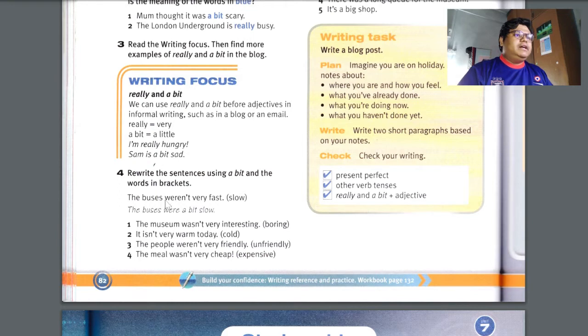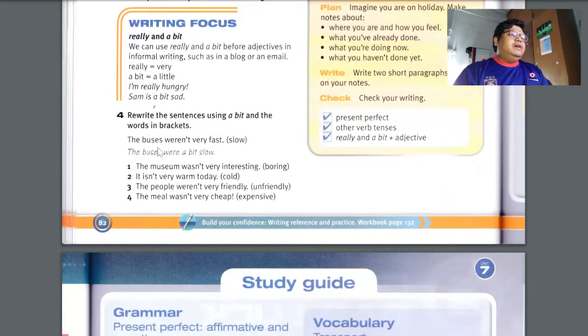Kalau very slow, dia akan kata the buses, dekat atas ni dia akan sebut the buses were not fast at all. The buses were not fast at all. Barulah kita boleh pakai the buses were very slow. Right. Number 1, the museum wasn't very interesting.